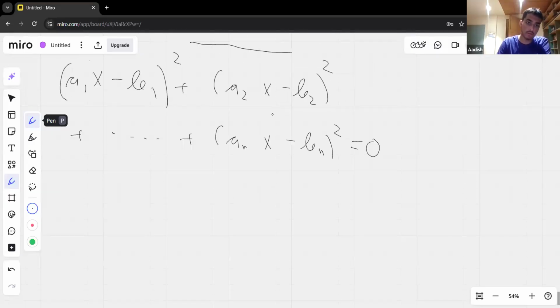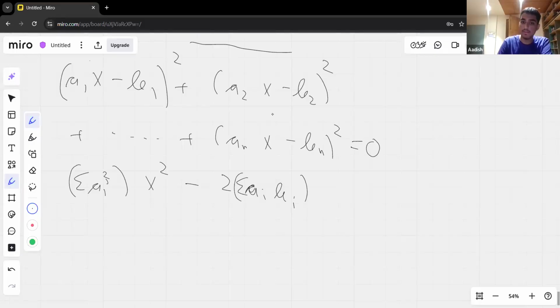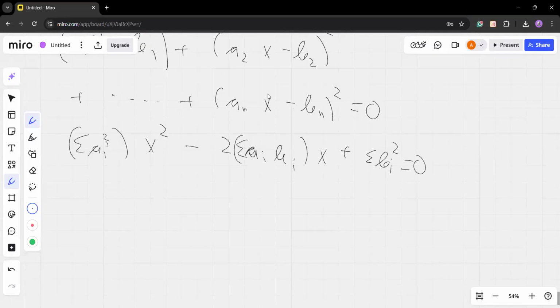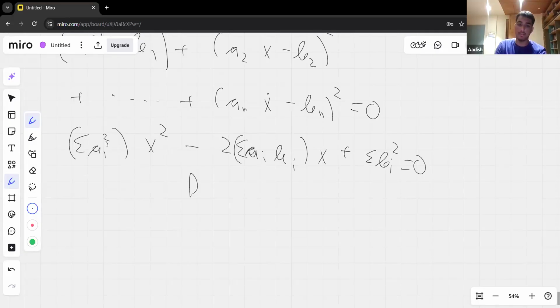So what's the coefficient of x in this? If you expand this out, you'll get summation ai squared times x squared minus 2 times summation ai bi times x plus summation bi squared. Right? This is the quadratic equation. And its discriminant, since it's a sum of squares, can never be positive.